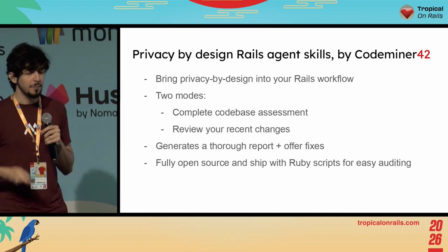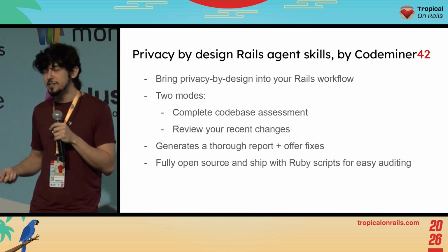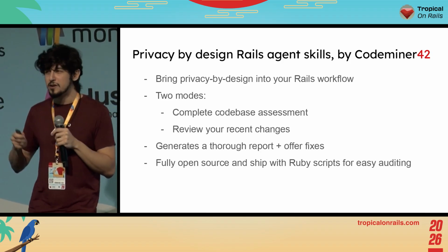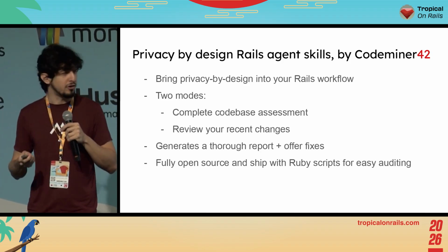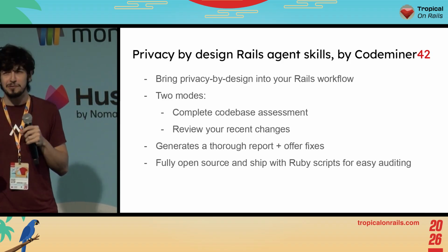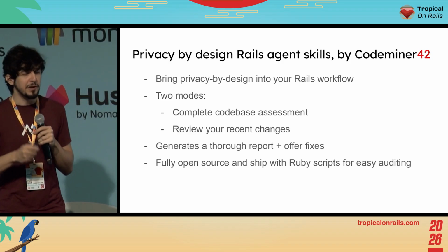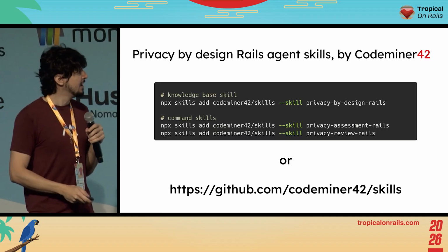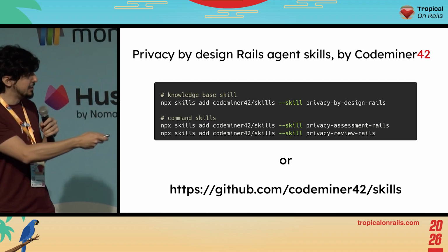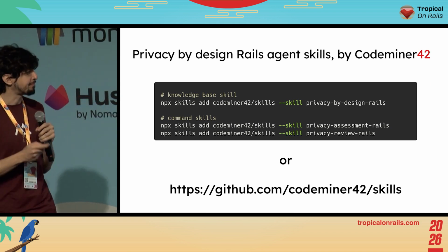It's going to generate a thorough report for you and also offer fixes to help you to be actually compliant after that. And very important, this is fully open source, and all the scripts that are shipped with it are implemented in Ruby, so you can audit that and read all of it before running it, because it's going to read your whole code base, right? If it's leaking information, you don't want that to leak to other people before fixing that. So everything is open, everything is written in Ruby, you can read it to make sure that you trust that code. You can install it using the skills CLI, or you can access it in the CodeMiner 42 skills repository. We have some other skills there as well.